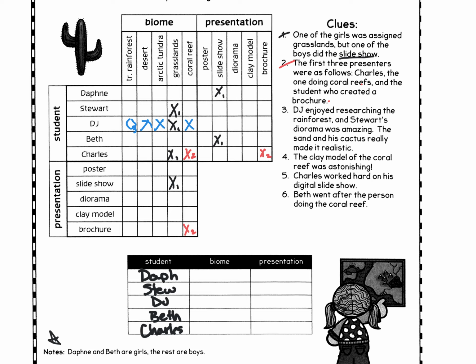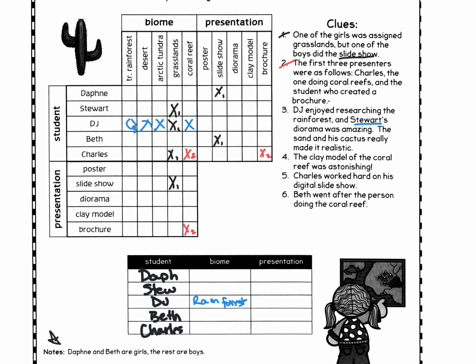All right, so I'm going to go down to where DJ is. And DJ did the rainforest. Oops, I can't spell rainforest here. There we go. DJ did the rainforest. Okay, and then it said Stuart's diorama was amazing. So Stuart did a diorama.